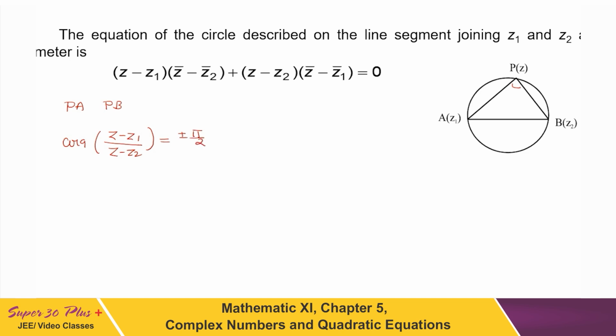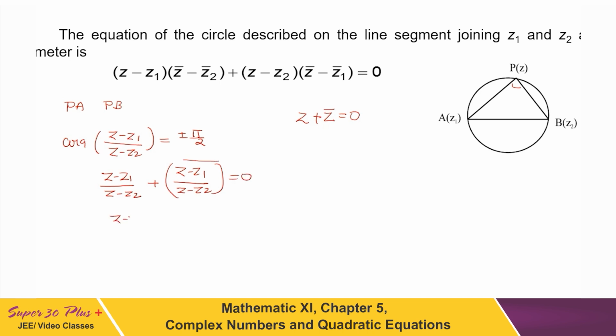If the argument is 90, then this complex number is a purely imaginary complex number. That's why we can write (z minus z1) upon (z minus z2) is a purely imaginary complex number. For a purely imaginary complex number, the summation of the complex number and its conjugate is equal to 0. So we are going to write here (z minus z1) upon (z minus z2) plus its whole conjugate is equal to 0. Now we are going to simplify it.